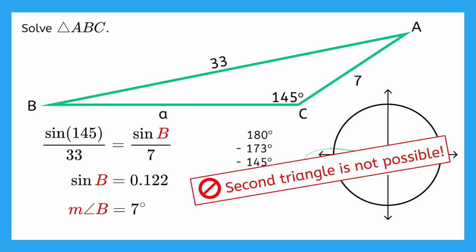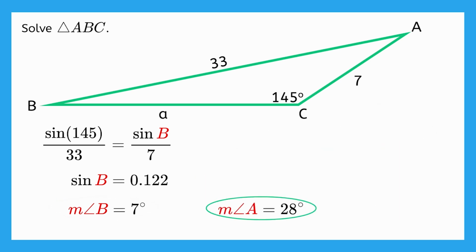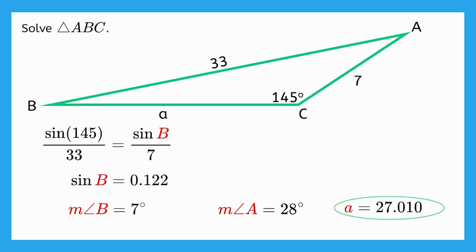Since a second triangle is not possible, I will finish solving triangle ABC by going back to the original angle measure I found for B, which was 7 degrees. So that means angle A is 28 degrees and side A is 27.010.